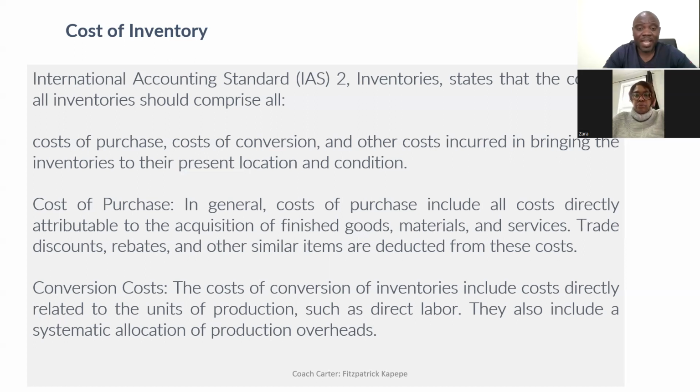I did mention already the cost of purchase. Conversion costs, the cost of conversion of inventory, include costs directly related to units of production, such as direct labor, and include the systematic allocation of production overheads. So those become part of the inventory costs.